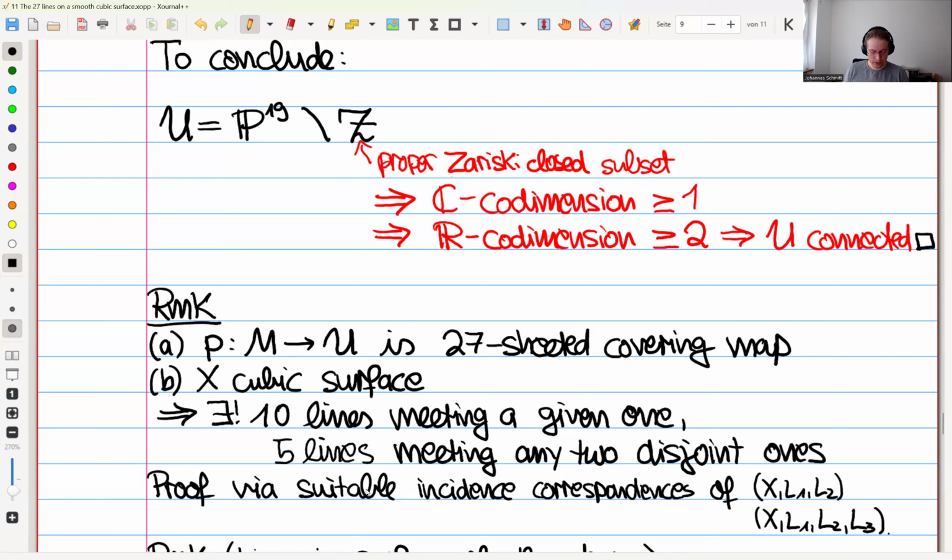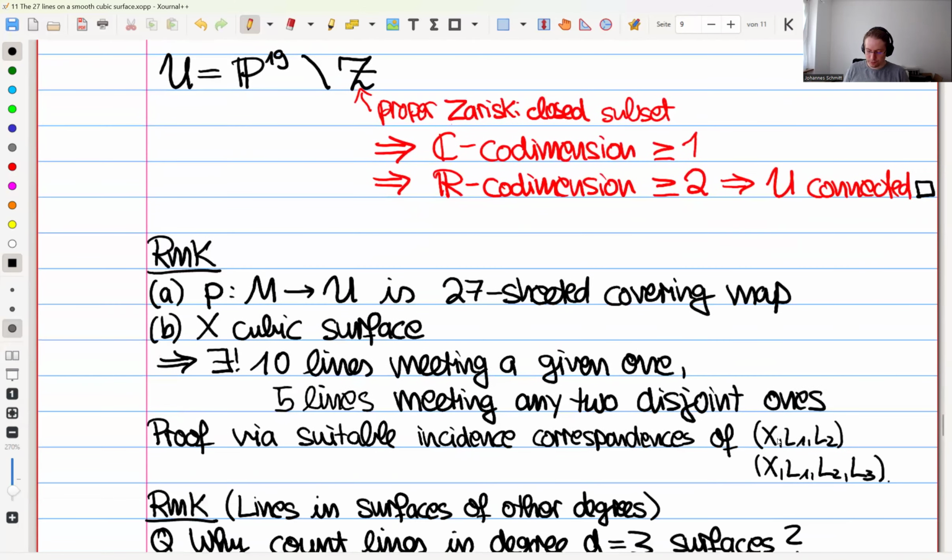I guess it should be smooth cubic surface here. And the proof goes by a similar incidence correspondence. So then you have an incidence correspondence of, for example, a smooth cubic surface X, and then lines L1 and L2 inside X meeting at a point. And then you show here the projection map from this, only remembering X, is a 10-sheeted covering. And similarly, you have this here where L1, L2 are disjoint, and L3 meets both of them. And then you have the 5-sheeted covering like this. So very similar proofs show that this pattern still holds true for any smooth cubic surface.